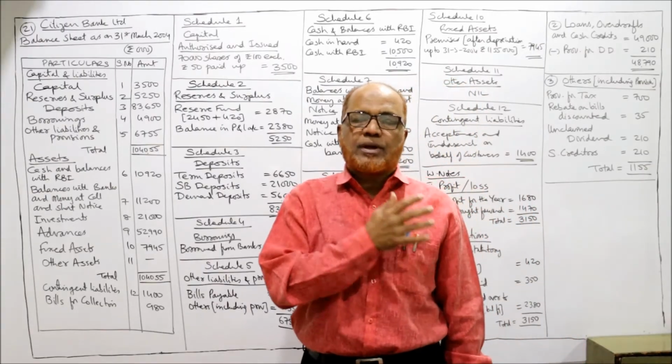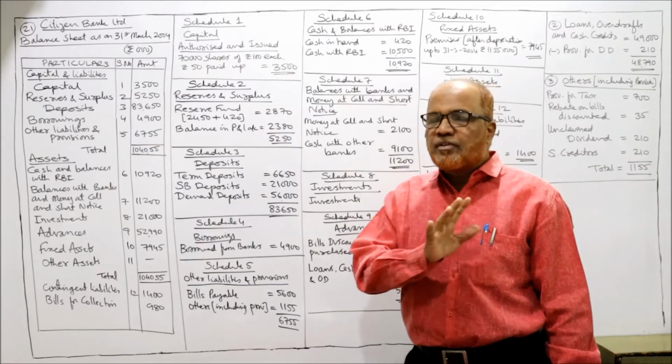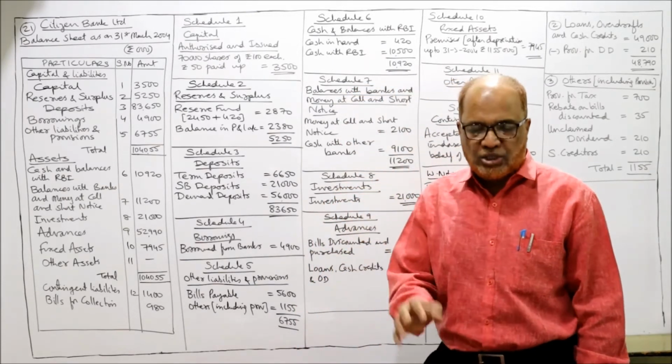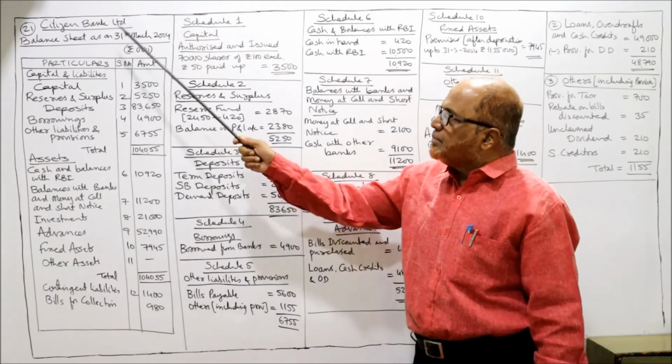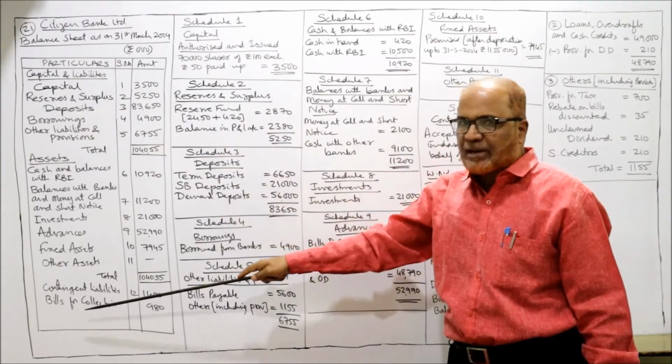We have to make the appropriations in working note. Then we have to make the balance sheet. In this problem, we are not required to make the complete profit and loss account. We have to make only the balance sheet. So we have written here Citizen Bank Limited balance sheet as at 31st March. I have prepared the complete format of the balance sheet.